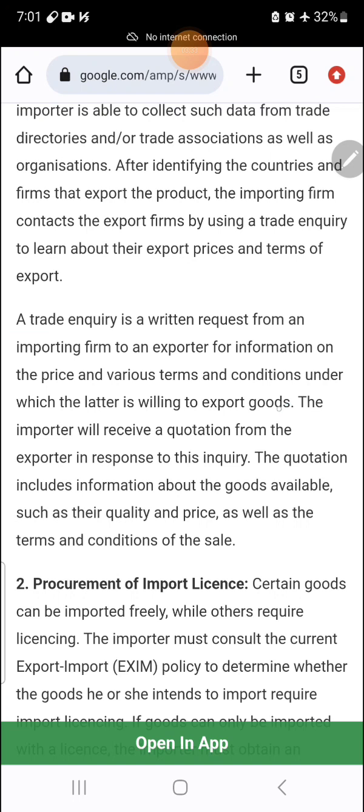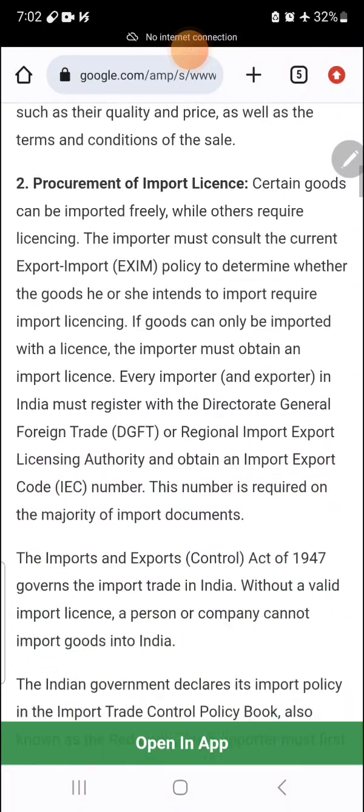A trade inquiry is a written request from an importing firm to an exporter for information on the price and various terms and conditions under which the latter is willing to export goods. The importer will receive a quotation from the exporter in response to this inquiry. The quotation includes information about the goods available, such as their quality and price, as well as the terms and conditions of the sale.